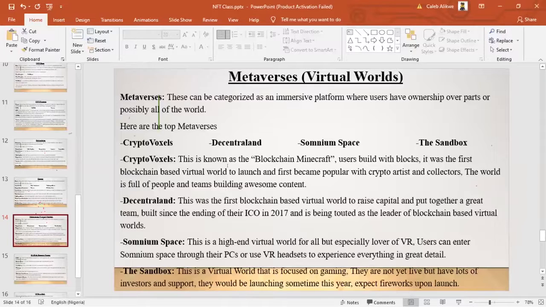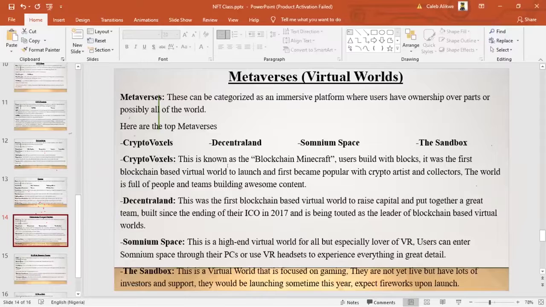Users are able to build the blocks. It was the first blockchain-based virtual world to launch, and it's popular with crypto collectors. You can easily access Crypto Voxels with your phone or with your PC. All you need to do is open the website, connect with your MetaMask, and you walk into it. You can see lots of galleries, and it's a very impressive thing to watch. Try it out. You just go to cryptovoxels.com, enter it and see.